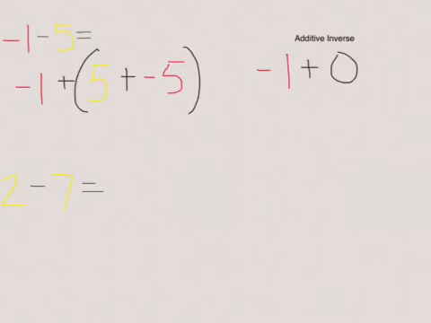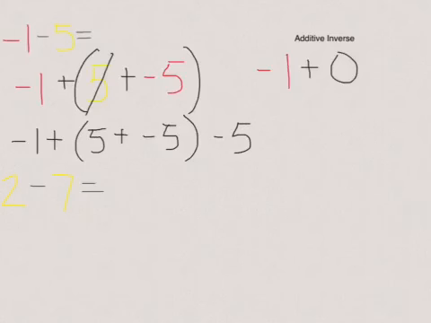So we can either cross it out like this, or you can rewrite it as -1 plus 5 plus a -5, take away the 5 positive. And we'll see that we're going to end up with -1 plus -5, which is the additive inverse of 5, and then we'll get -6.